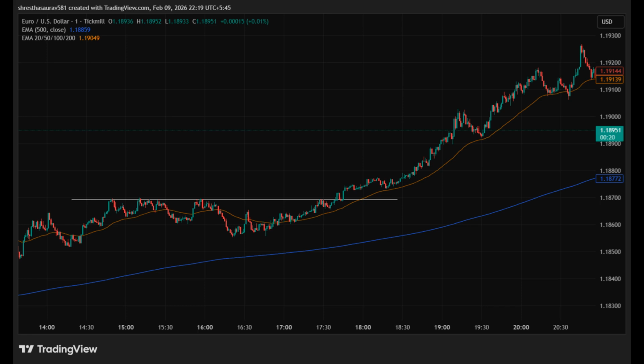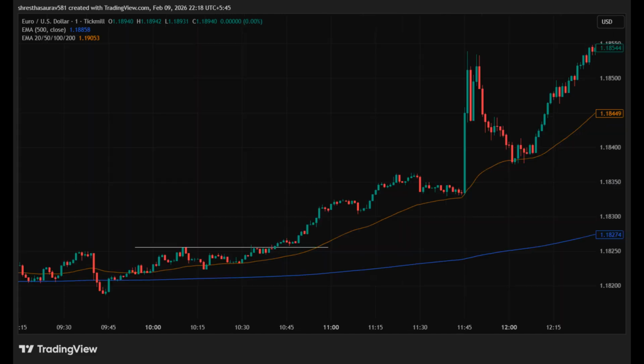The pair reached a peak near 1.19250 and is currently experiencing a minor pullback toward the 20/50 EMA cluster as it approaches the end of the session. The chart shows a strong bullish breakout and uptrend for EURUSD, supported by rising exponential moving averages, EMAs, and a significant volatility spike around 11:45.